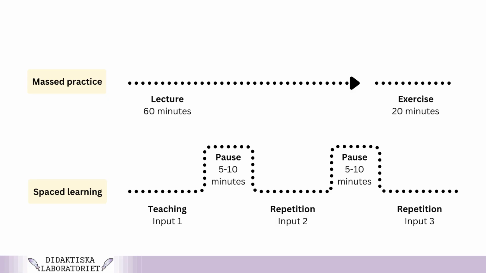The gist of it is that you divide the lesson into three different parts. You have input 1, where you introduce an idea, and then you have input 2 and 3, where you repeat the same ideas but in different ways. In between them, you have brief breaks of 5 to 10 minutes. The optimal time is 10 minutes, where you would have your students take a break from what you've taught them, and then you repeat the core ideas over time.